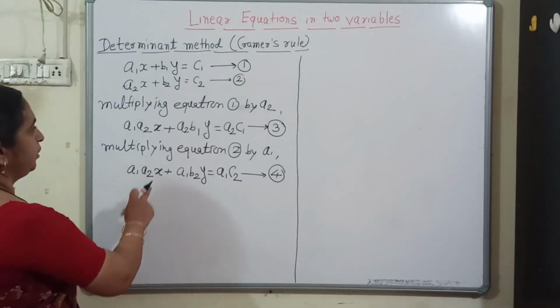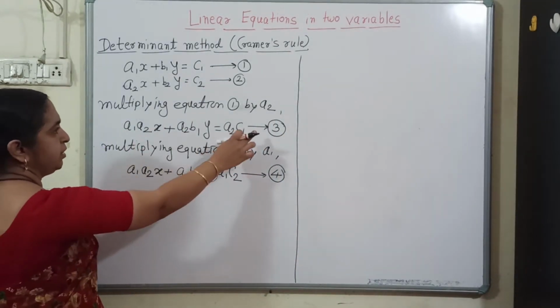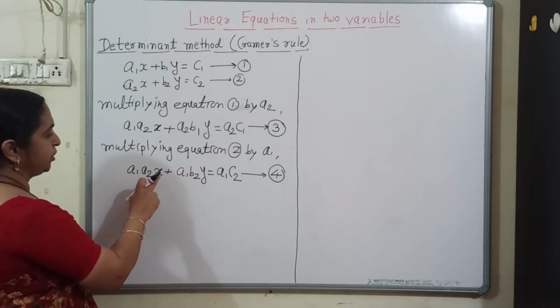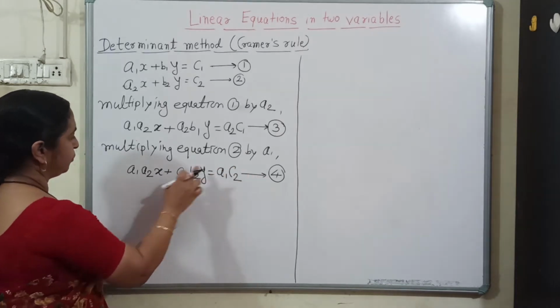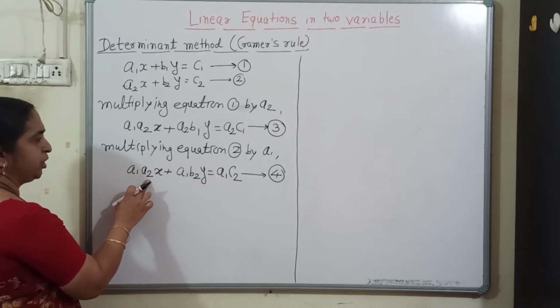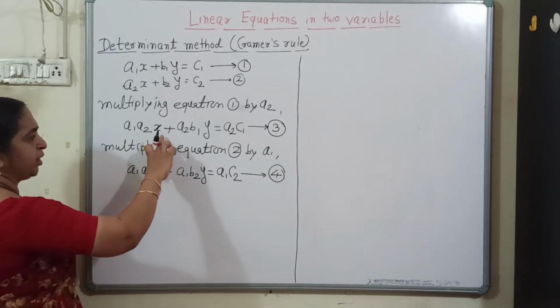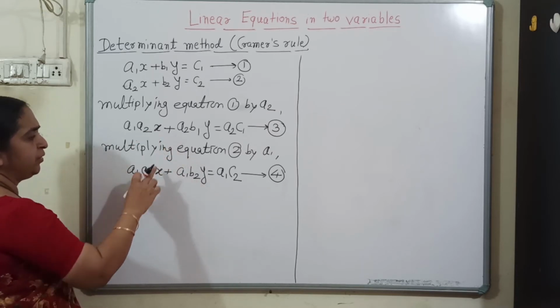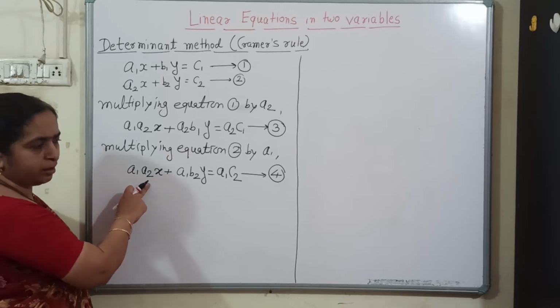Now we can see the coefficient of x in equation number 3 is a1 a2. Again, the coefficient of x in equation number 4 is also a1 a2. Means if we take the subtraction of equations 3 and 4, obviously the variable x will be eliminated.